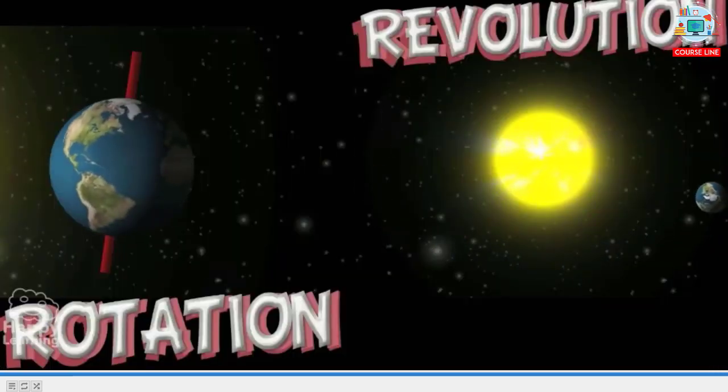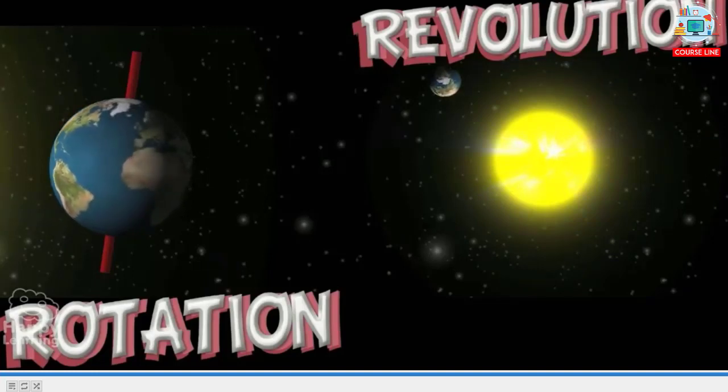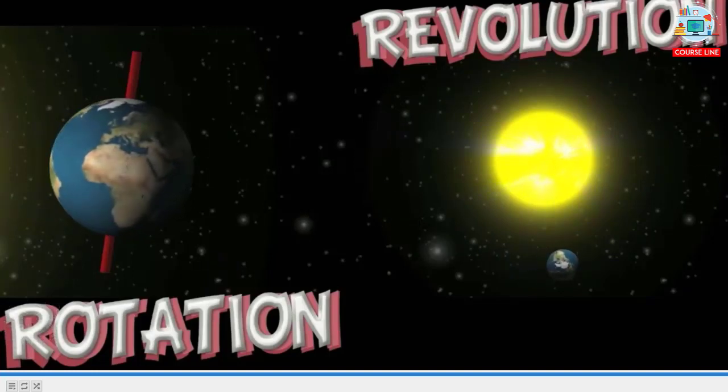So we have seen two types of motion, rotation and revolution of the earth, which we are dealing with in this chapter.